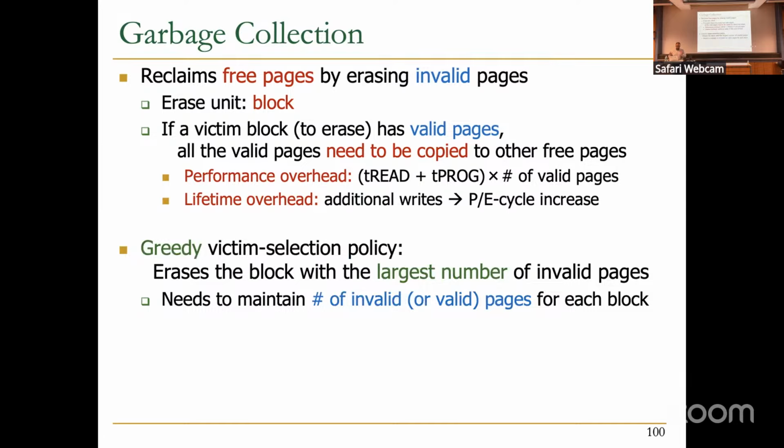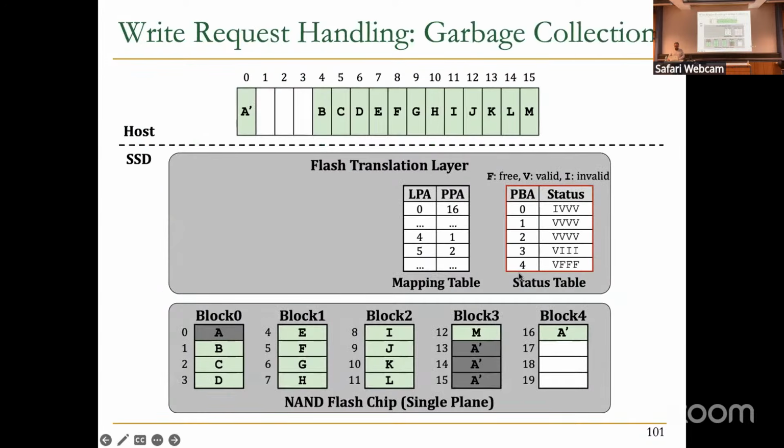There might be many different policies for garbage collection. One policy you can think of is the greedy victim selection policy, where we erase the block with the largest number of invalid pages. The key insight here is that we want to minimize the overhead of copying data. So we go with the block that has the minimum number of valid pages, to copy less. To implement that, we have a status table that, for each physical block address, keeps the status: which pages are free, which are invalid, and which are valid.